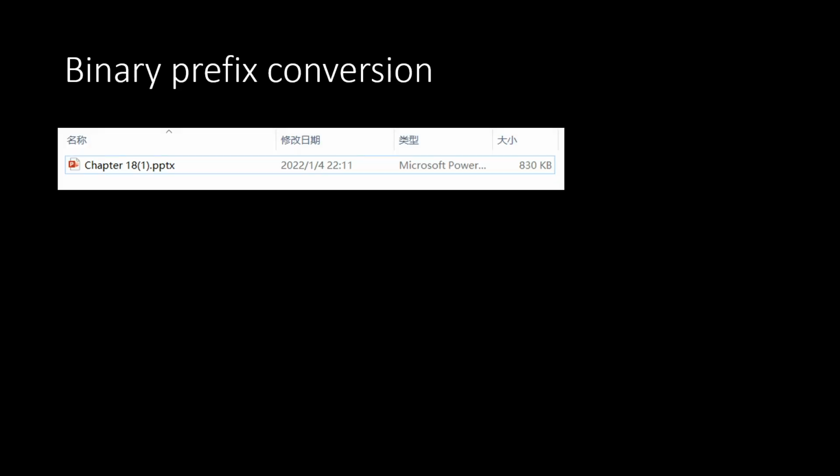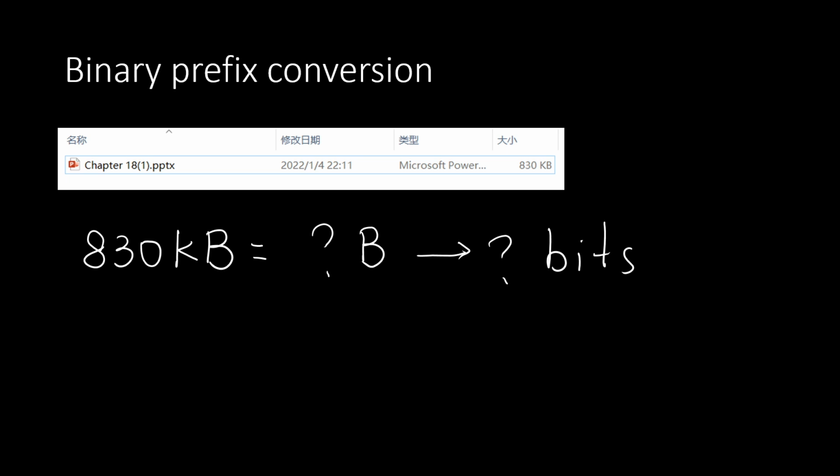After learning all of this, we can do an exercise about the binary prefix conversion. So the PowerPoint file here occupies a space of 830 kibibytes. How many bytes is it? And how many bits is it? You can stop the video here and think about the answer. I hope all of you have the answer now. I'm going to review it. So the first one should be 849920 and the second one should be 6799360. Hope you got them correct.